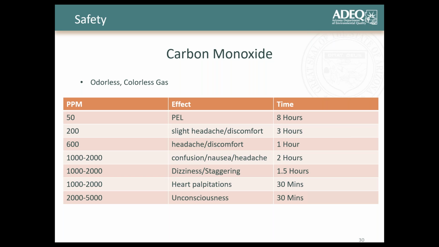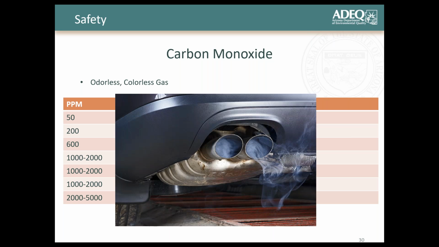Why is this such a big deal, especially in collections departments? Because a lot of lift stations may be nearby a street or heavy traffic, and definitely a lot of manholes are. One of the biggest contributors to carbon monoxide is car exhaust. So a lot of these gases get entrapped in confined spaces, manholes, lift stations, etc.